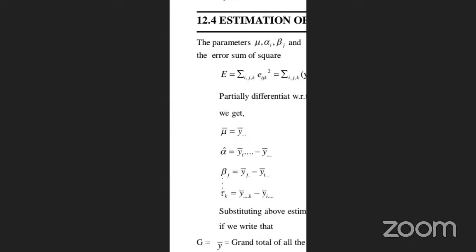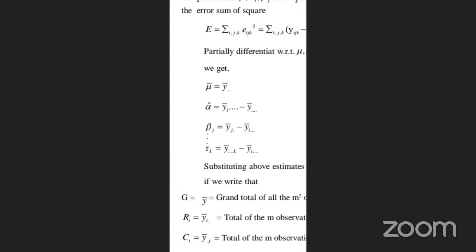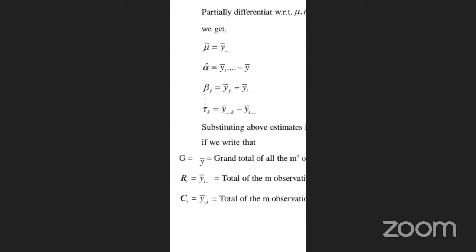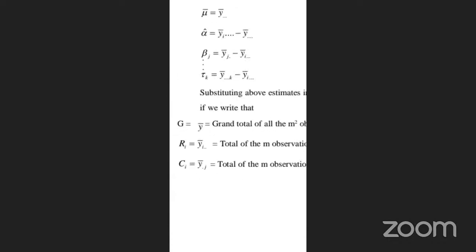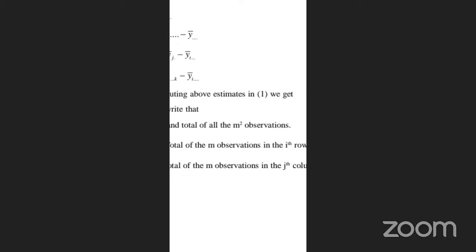So therefore, mu cap is equal to y bar, alpha_i cap is equal to y_i bar minus y bar, beta_j cap is equal to y_j bar minus y bar, and subsequently tau_k cap is equal to y_k bar minus y bar. We are taking the continuous process here. Substituting the estimates, we write that G is the grand total of the m square observations, R_i is the total of the m observations in the ith row, and y dot j is the total of the m observations in the jth column.